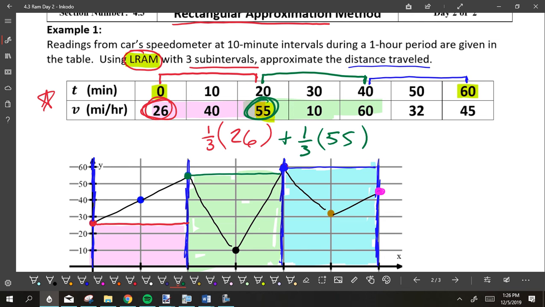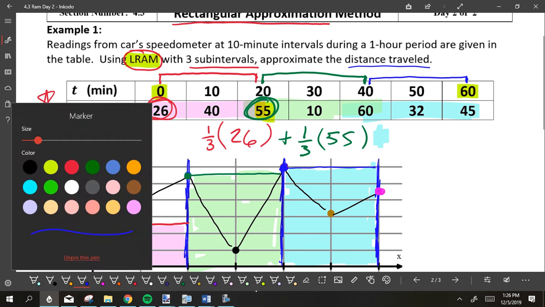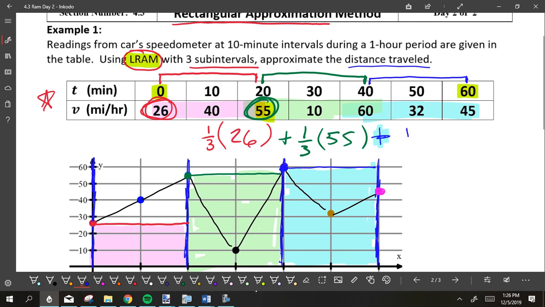And then our last one, the one that goes from 40 to 60. We're using these 3 numbers right there. The width is 1/3 still. Which number are we using, 60, 32, or 45? The one on the left, 60.